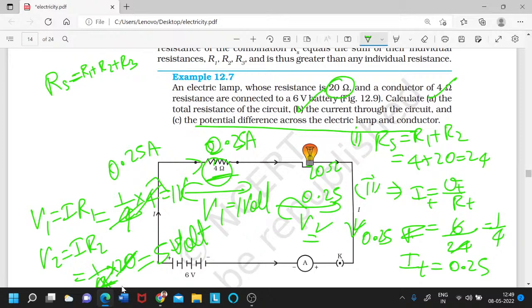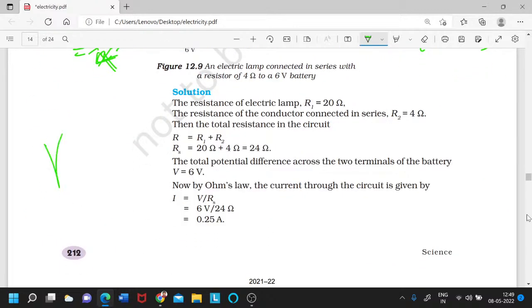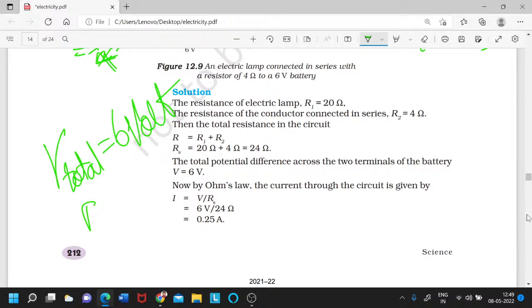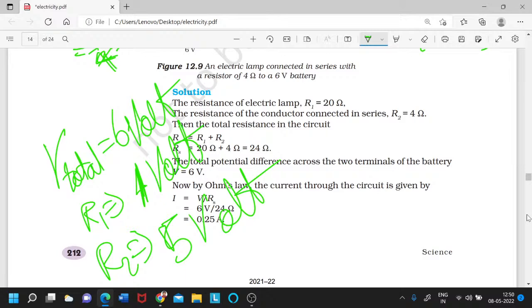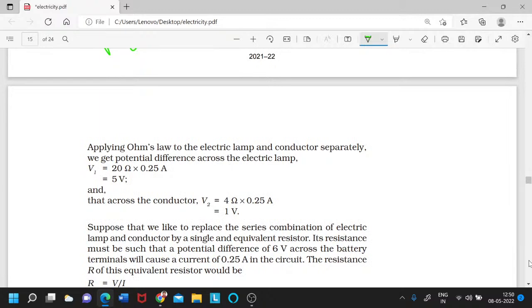So 1 volt plus 5 volt, we have 6 volt. Total voltage is going to be 6. Applied voltage is 6, total voltage also 6. But the R1 resistance has 1 volt, and the R2 resistance has 5 volt. The current flowing in the circuit is 0.25 ampere, or we can call it 1 by 4 ampere. Next.